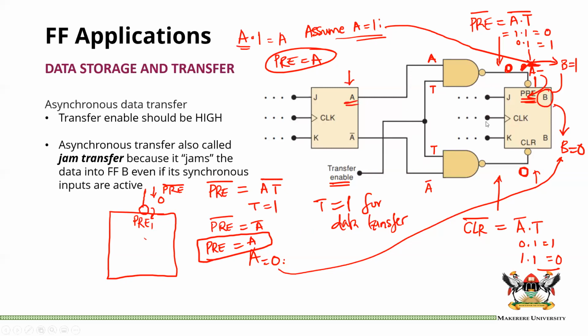I would say that for the majority of you, if this analysis is difficult, all you need to remember is that if you have a bubble here, you better be having a 0 coming into that bubble. If you have a 0 coming into that bubble, that is the active state.